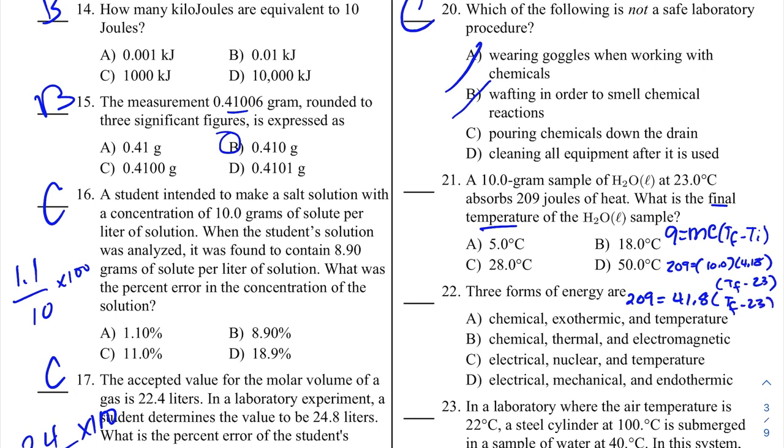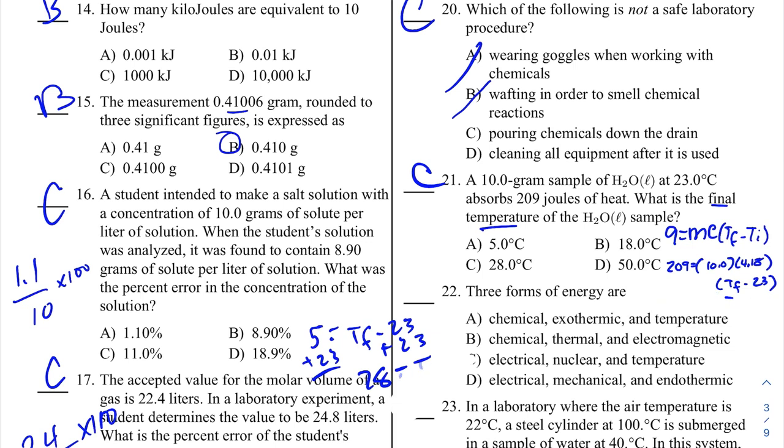Let's divide both sides by 41.8. So 209 divided by 41.8 gives you 5. Where am I going to put it? Here. 5 equals T final minus 23. So to get rid of 23, we're going to add 23 to both sides. And you're going to get 28 equals T final. And there it is. So when they ask you for a final temperature or an initial temperature, you simply have to put the definition in for ΔT.